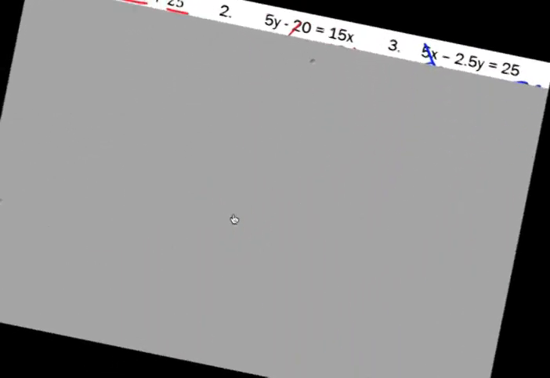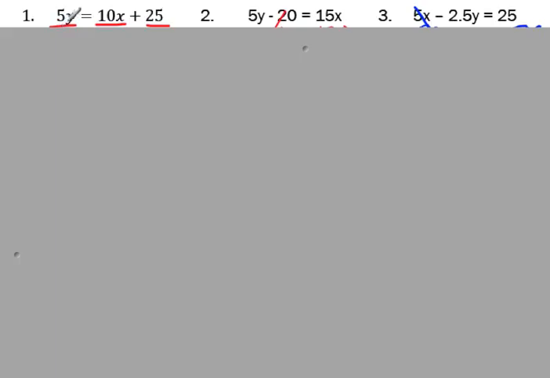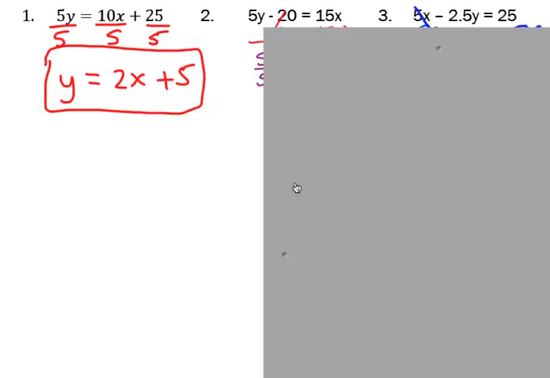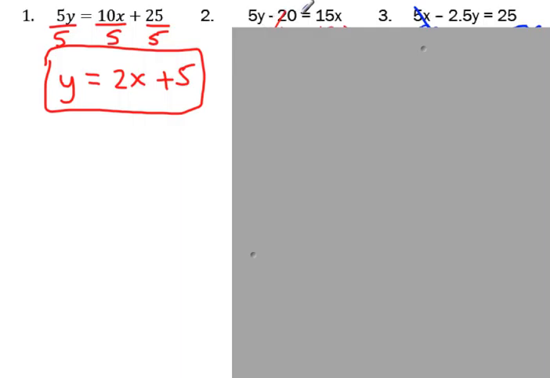Let's check it out. Number 1, all you have to do is divide everything by 5. Divide by 5, divide by 5, divide by 5. And then simplify those numbers. And there we get a wonderful 2x plus 5. So y equals 2x plus 5. In number 2, you have to get rid of the minus 20. So the opposite is plus 20. So you add 20 to each side, then you divide by 5.